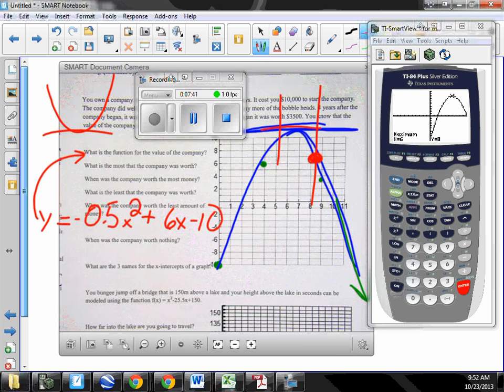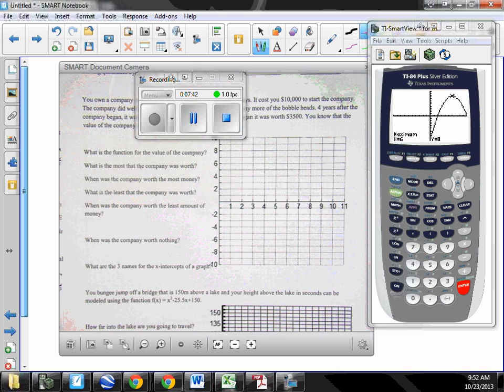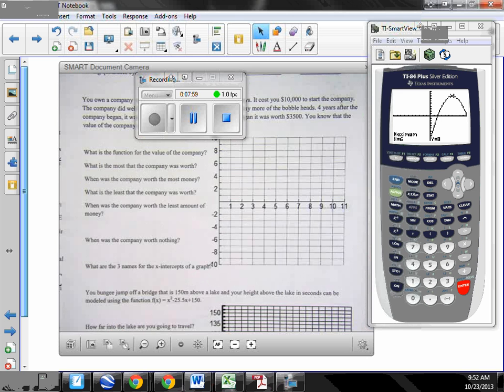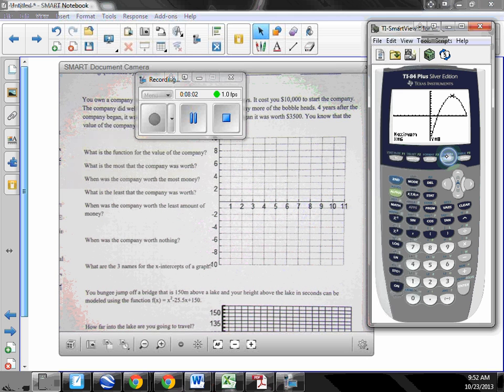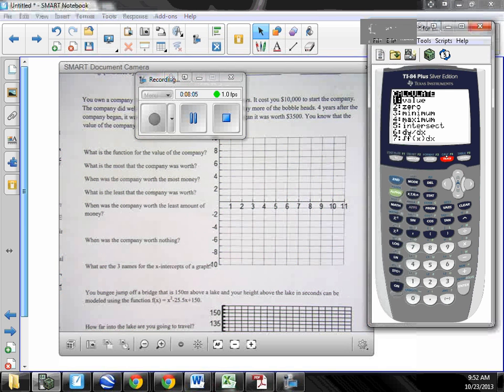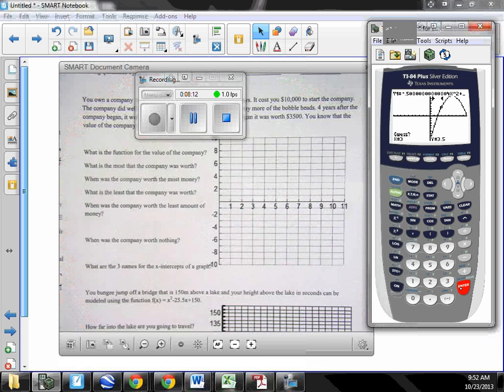Okay? The next question asks, when was the company worth nothing? 2 and 10. Do we trust that? I do. The next one we're not going to be able to. So do you remember how to calculate where the graph hits the x-axis? 0. So second calc number 2 says find the zeros. Left bound 1, right bound 3. My guess will be at 2. So my 0 is x equals 2. So 2 years in, you broke even.